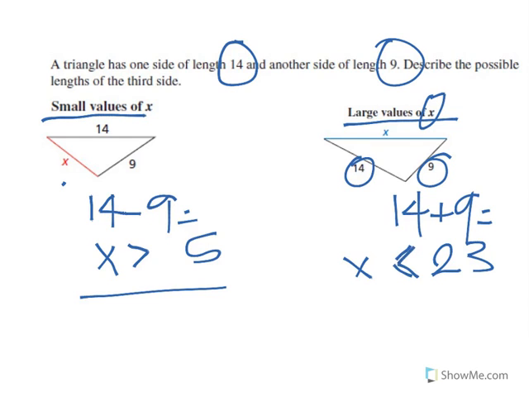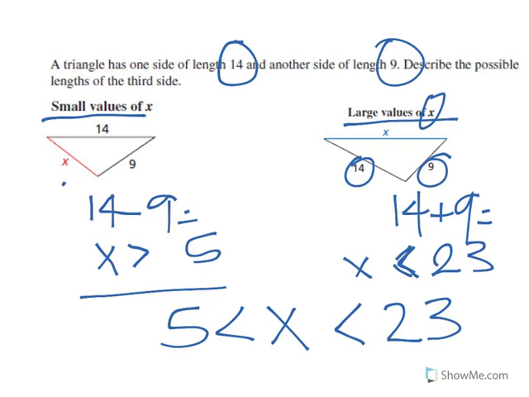So if I go look at these over here, I have x is greater than 5, but it has to be less than 23. So we could go ahead and write it as, we can pick any number that is greater than 5 but less than 23, any one of those numbers, and put it with the 14 and 9, and it would work to make a triangle. Woo! We're done.